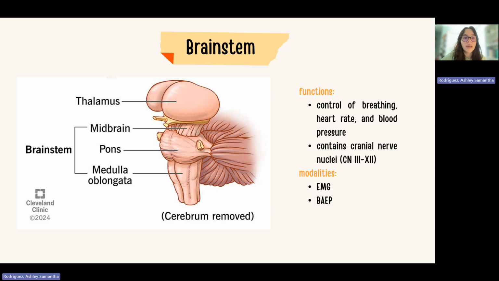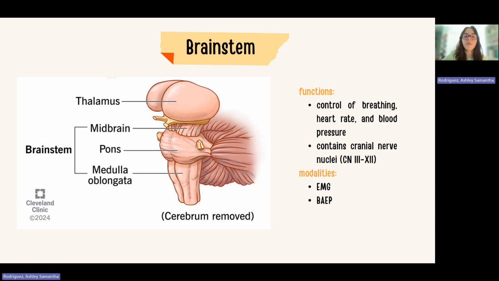Then we have the brainstem, which is mainly composed of the midbrain, the pons, and the medulla. Its collective function is to control breathing, heart rate, and blood pressure, but they are also a little bit specialized. For example, the midbrain has the superior and the inferior colliculi, which help process visual and auditory information. So they work together as a network, but have their own specialized functions as well.